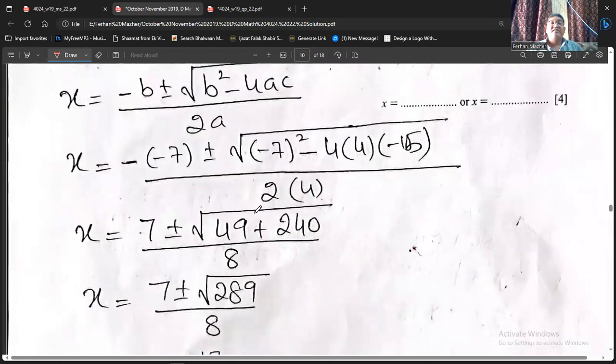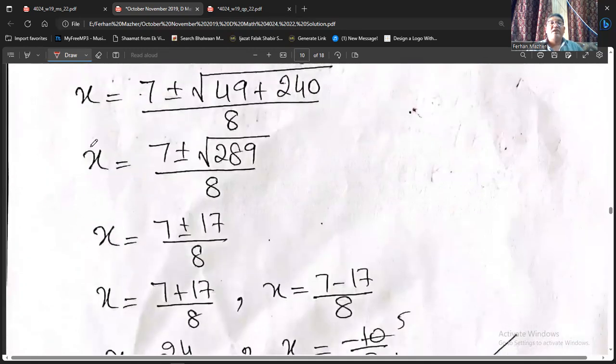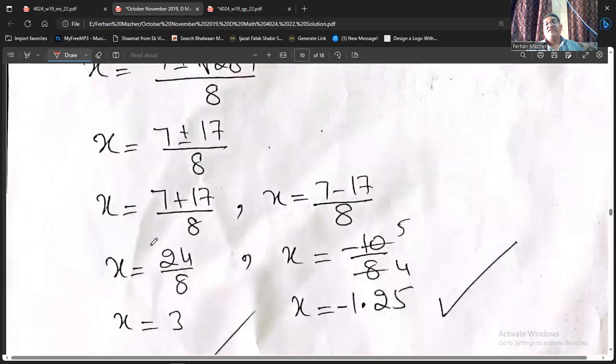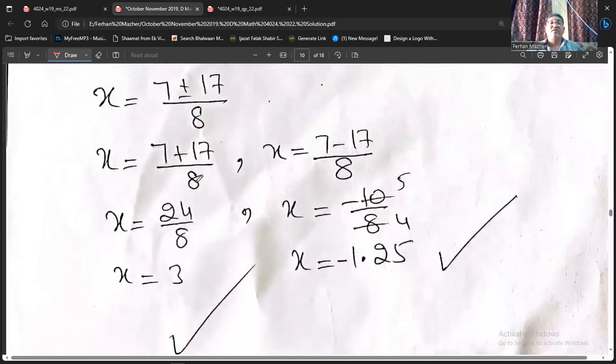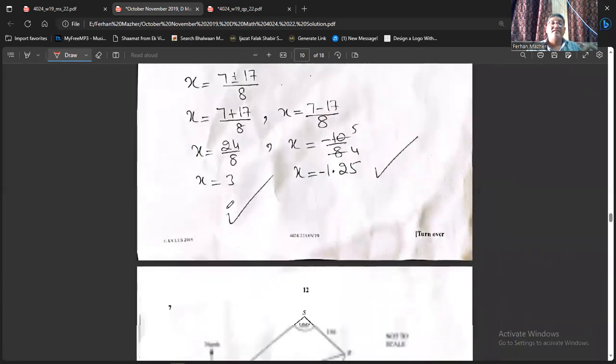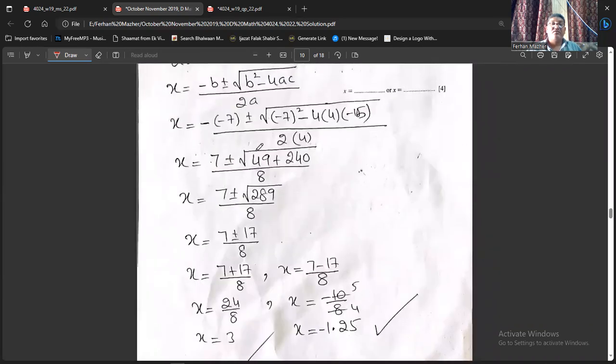So that is 7 plus or minus, that is 49 plus 240, divided by 8. So now it will become 7 plus or minus the square root of 289, the whole thing divided by 8. The square root of 289 is 17. So now there are two things you can do. 7 plus 17, divided by 8, that is 24 by 8, that is 3. Or you can say 7 minus 17, that is minus 10 by 8, that is minus 5 by 4, which is minus 1.25.